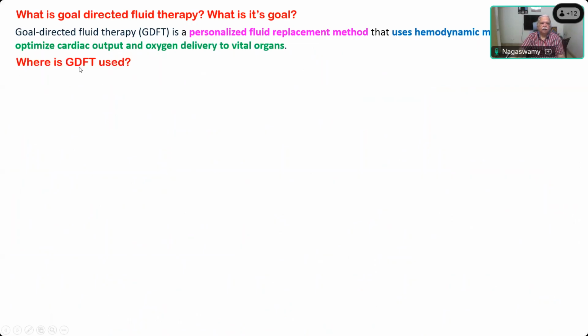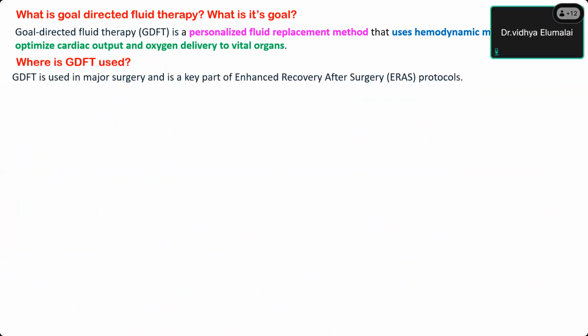And where is GDFT used? In which situations is it used? Sir, in high risk patients, cardiac patients, kidney patients, major surgery with fluid shifts. Mainly in ERAS technique, wherever you want to do enhanced recovery after surgery protocols. Okay, major surgery is the key part of ERAS.